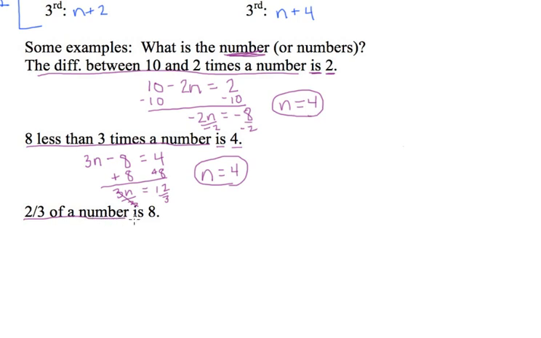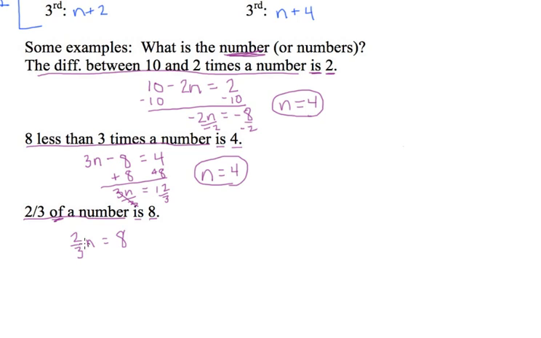2/3 of a number is 8. So my "is" equals. Of means multiply. So 2/3 of a number, that means times n, is equals 8. I'm just changing my sentence into an equation.